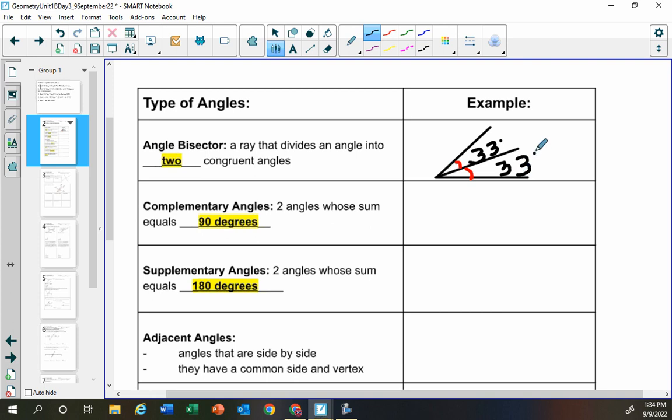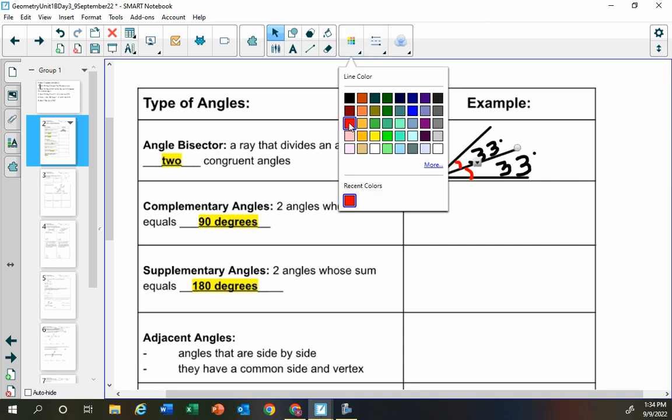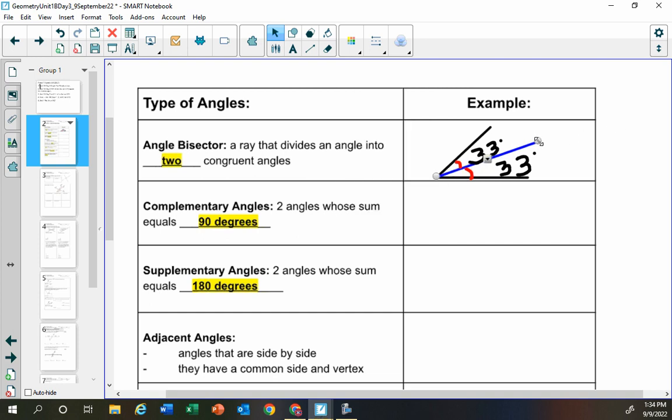Your angle bisector is this line right in the middle. That's going to be the line that splits your bigger angle. I'll highlight it. No, actually, let me use blue. There we go. There's your angle bisector. The blue line splits your bigger angle into exactly two congruent smaller angles.